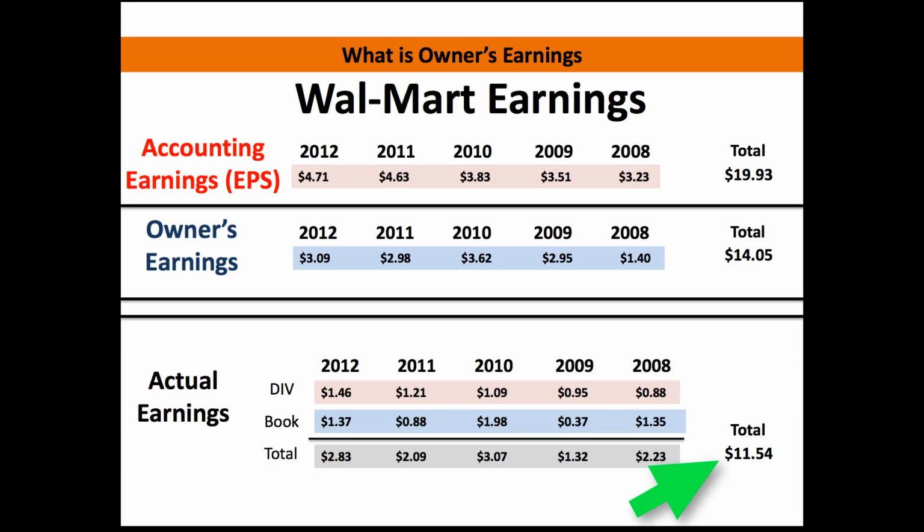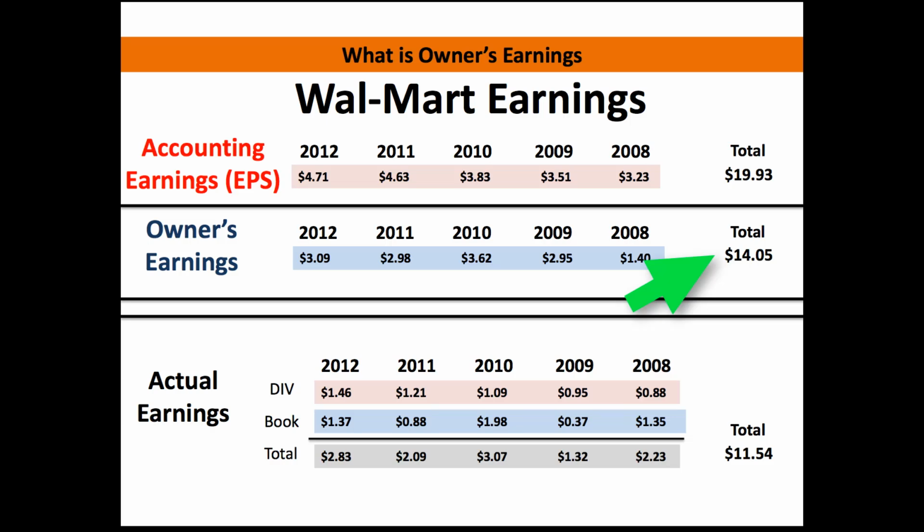So what I find really interesting here is look at the very top number where we had the accounting earnings. If we were going straight off that EPS, we would assume that we'd be paid $19.93 if we would have owned one share of Walmart throughout that time frame. Then as we take a step down and we look at the owner's earnings, which we calculated off of the cash flow statement, we'd have a much lower number in that we would have only received $14.05 because a lot of that money would have been paid to sustain operations.